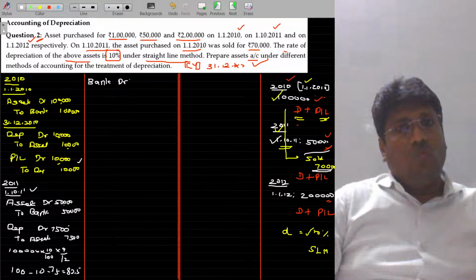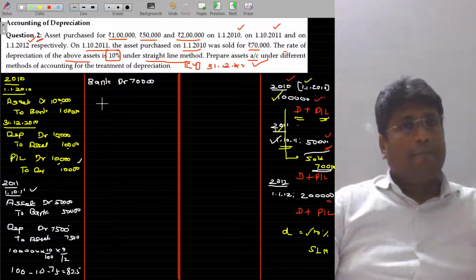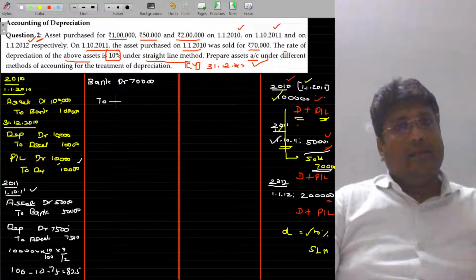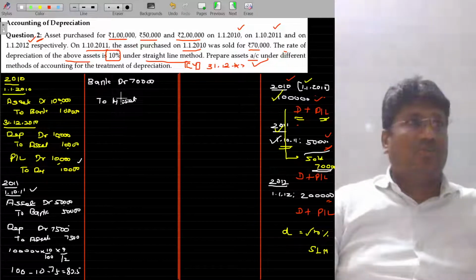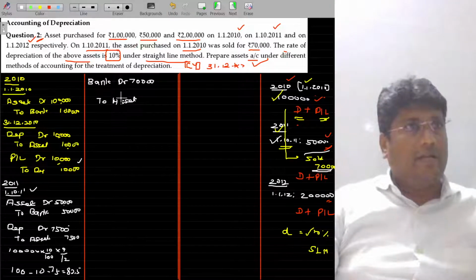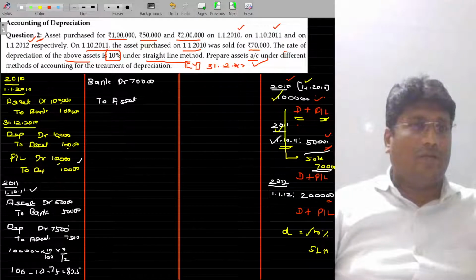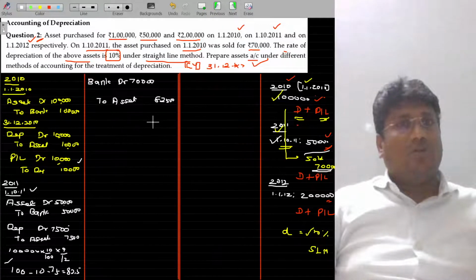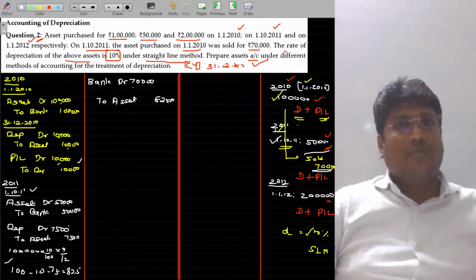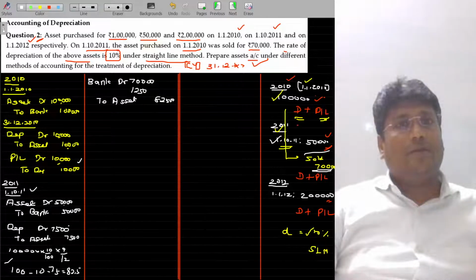How much will I get? Only 70,000 rupees. To what? Asset account. What is the value of the asset? As per the books or WDV, 82,500 we have calculated here. So I charge that value here, 82,500. And the 82,500 rupees worth asset is sold for 70,000. It means I lose 12,500.